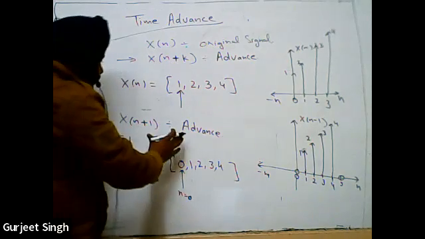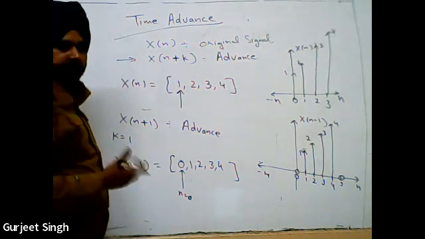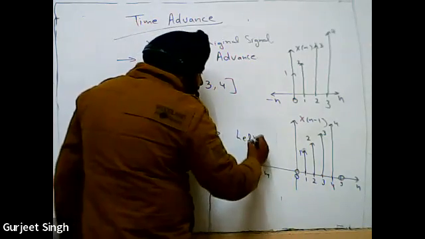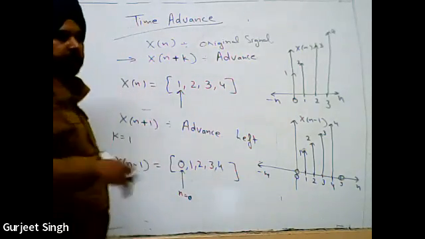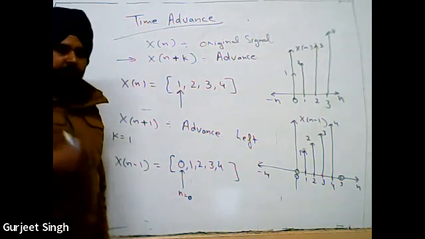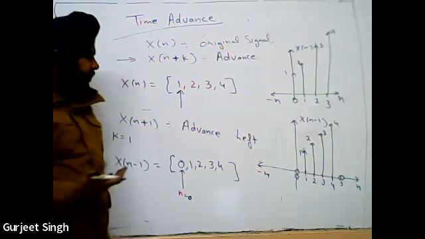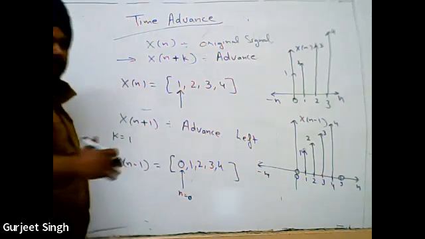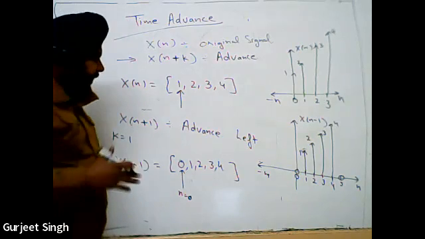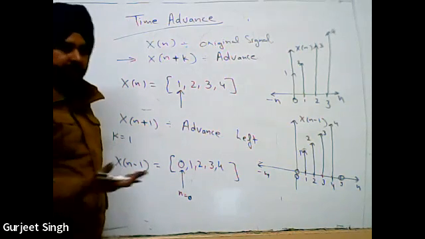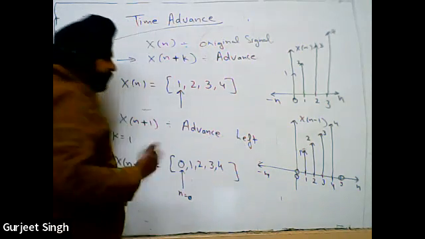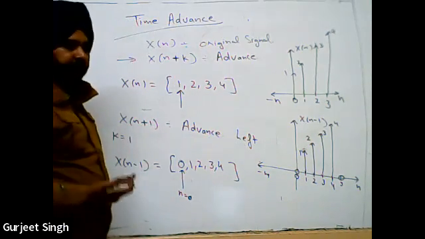Second thing, how to shift the signal. For the time advance, we shift the signal toward the left side. Again I am repeating, when you perform the advance operation, you shift the signal toward the left side. In the case of the delay, we shifted the signal toward the right side, but in the case of advance, it is shifting of the signal toward the left side.